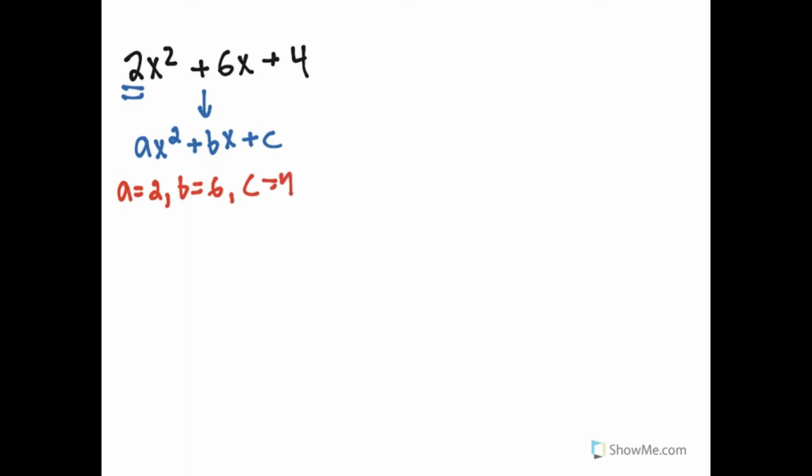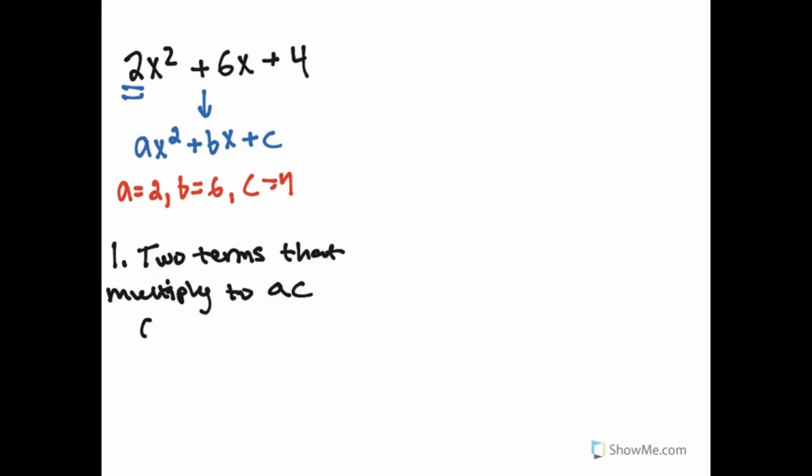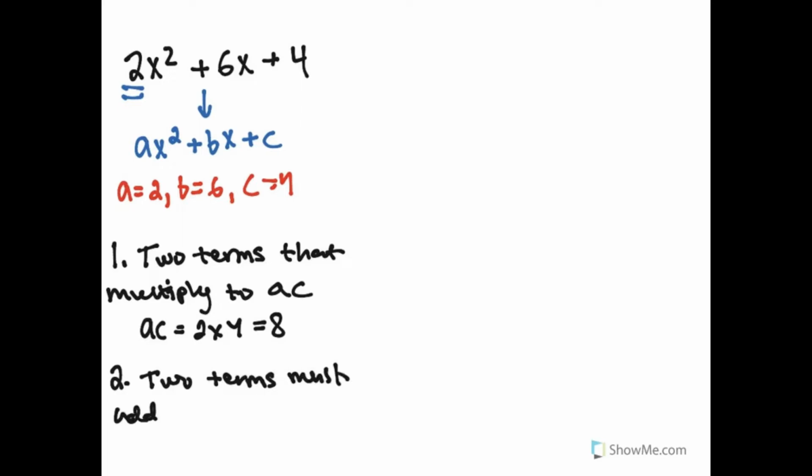So when you factor, there are two rules. Rule number 1 is you want to find two terms that multiply to AC. So in our problem, AC is equal to 2 times 4, which is equal to 8. And then those two terms must add to B. So in our equation here, B is equal to 6. Okay, we can do that.